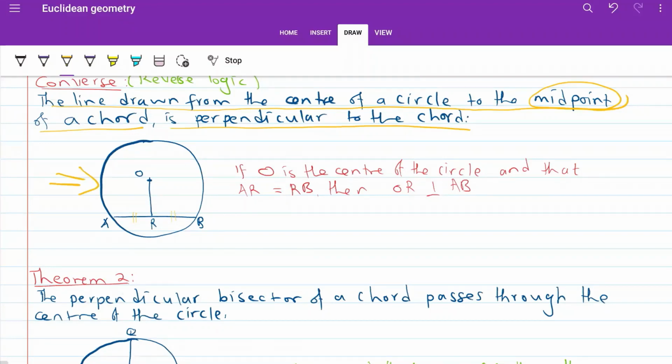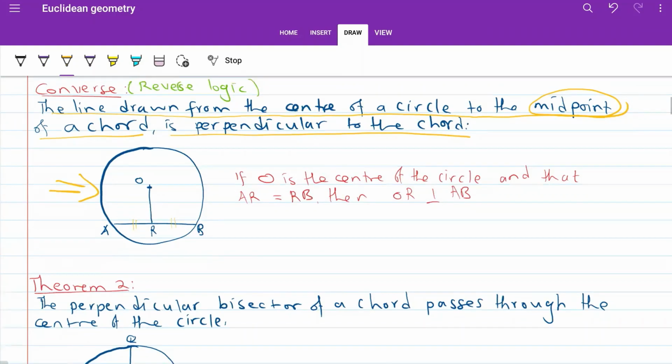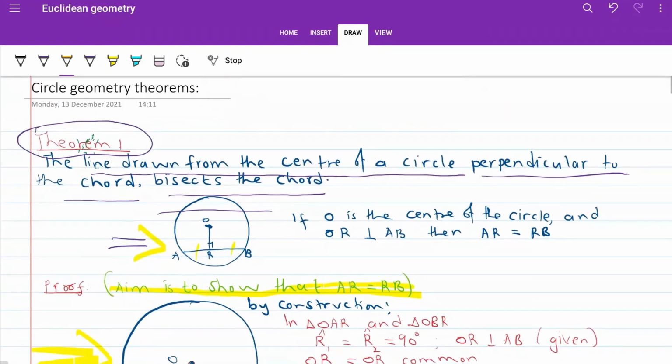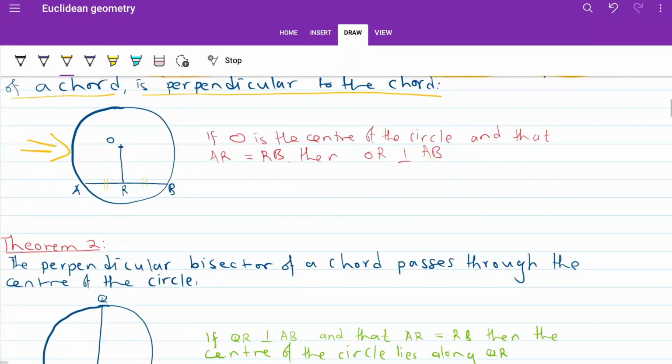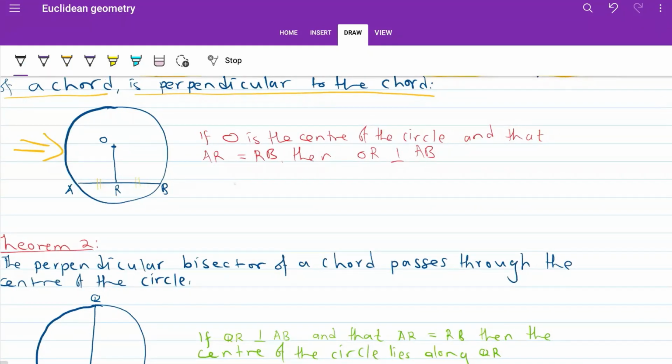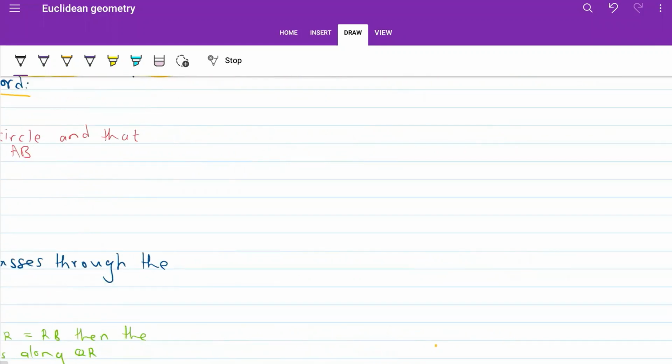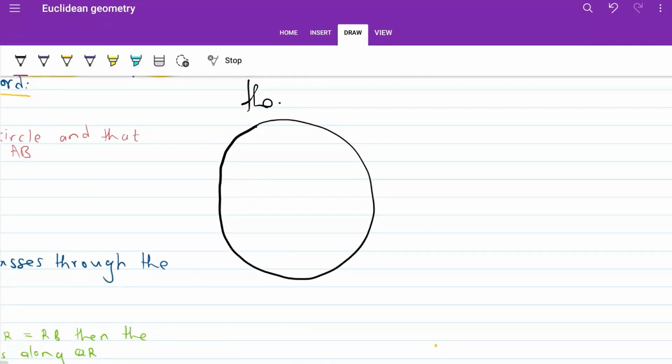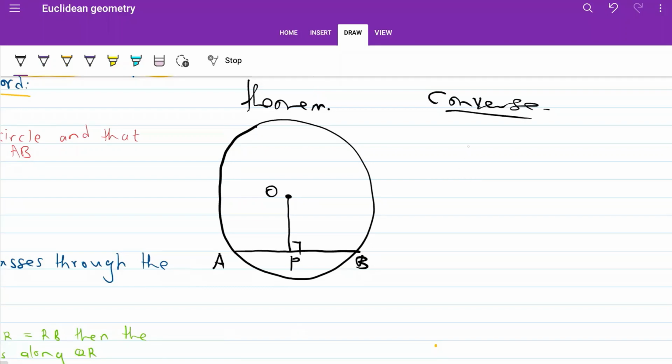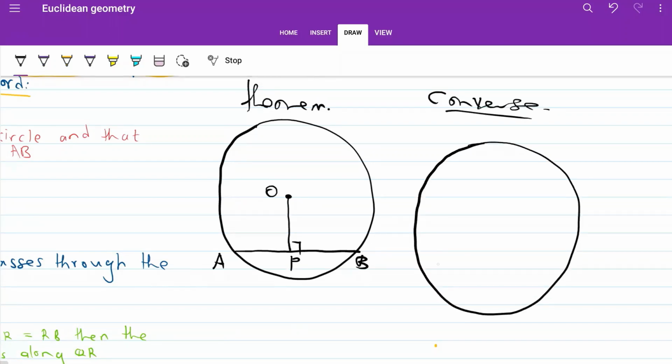So it's important for you to distinguish between these two diagrams, the diagram representing the theorem and the diagram representing the converse. So if I may sketch both of them in this space. For our theorem, if this is center O and we have our chord AB, then we have a line OP from the center perpendicular. So that's the diagram for the theorem. Then for its converse, the diagram looks like this.